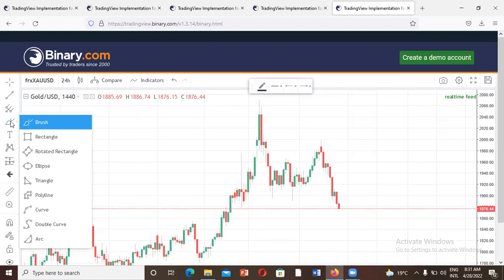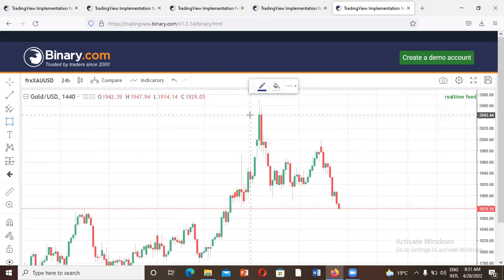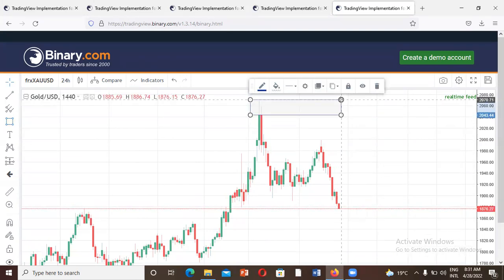So gold also has some of the biggest wicks there is. So you see, if you don't accommodate these wicks, you're finished. You'll always be hitting your stop loss.